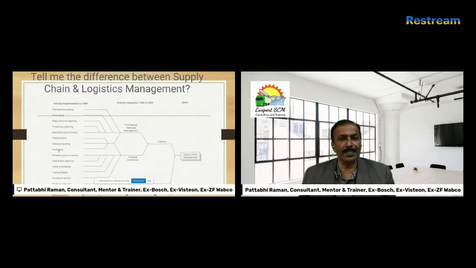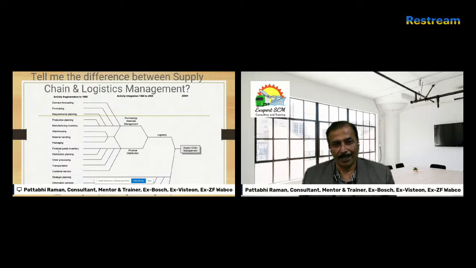To understand, let us see this graph. Maybe here you will get an idea of what was performed in logistic, maybe from the 1980s onwards. Earlier, from an organization point of view, all these functions were separate, with individual KPIs and their own bosses. You can see demand forecasting, purchasing, material requirement planning, production planning, inventory, warehousing, material handling, packaging, finished goods inventory, distribution inventory. A whole lot of things were handled in the organization as independent functions.